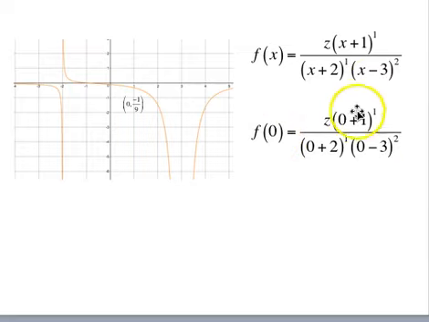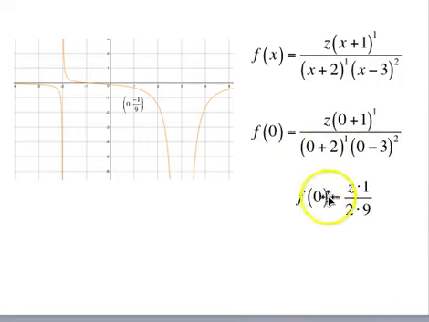So what are we going to do? We're going to plug in 0 for x. 0 plus 1 to the first, 0 plus 2 to the first, 0 minus 3 squared is our f of 0. So what do we get here? 1, 2, 9. 0 minus 3 is -3 squared is 9. So f of 0 is z times 1 over 2 times 9. F of 0 is 1/18 of z.